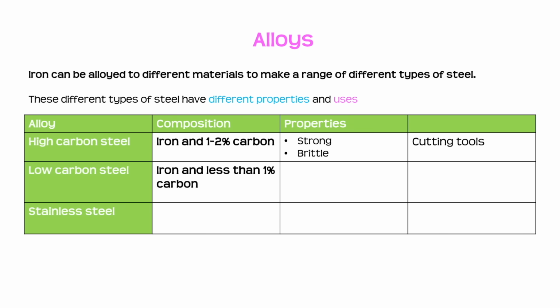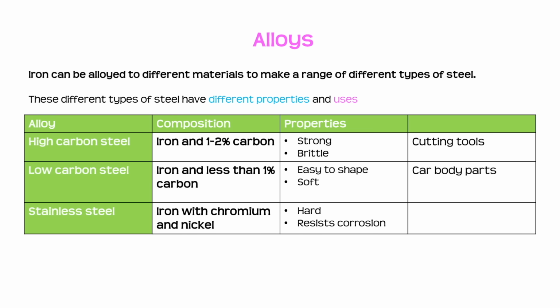Low carbon steel, on the other hand, as the name sort of suggests, is iron and less than 1% carbon. Now low carbon steel is easy to shape and it is soft. This makes it great for using to make car body parts. Now stainless steel is iron alloyed with chromium and nickel. It's hard and it resists corrosion, which makes it really useful for things such as cutlery.